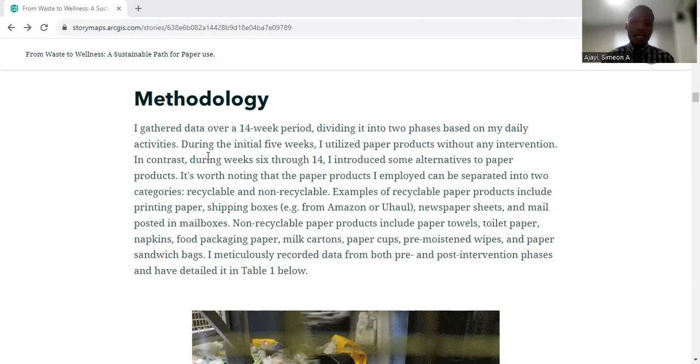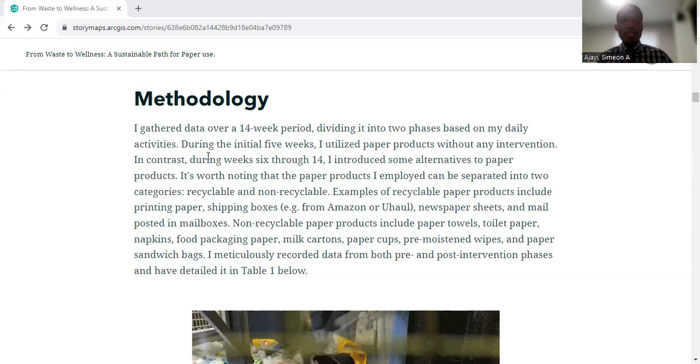Then in the subsequent 9 weeks, those were the weeks I took some interventions, which are the alternatives, such as reducing some of those paper products and replacing the ones that can be replaced. Most of the paper products I use, I replaced them. And I also recorded the data in the data sheet. So this is just talking about what I did in the first 5 weeks and the last 9 weeks.